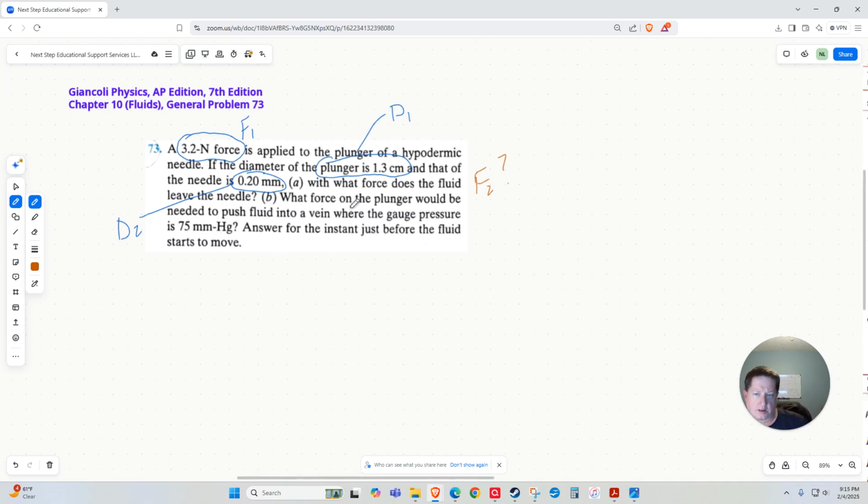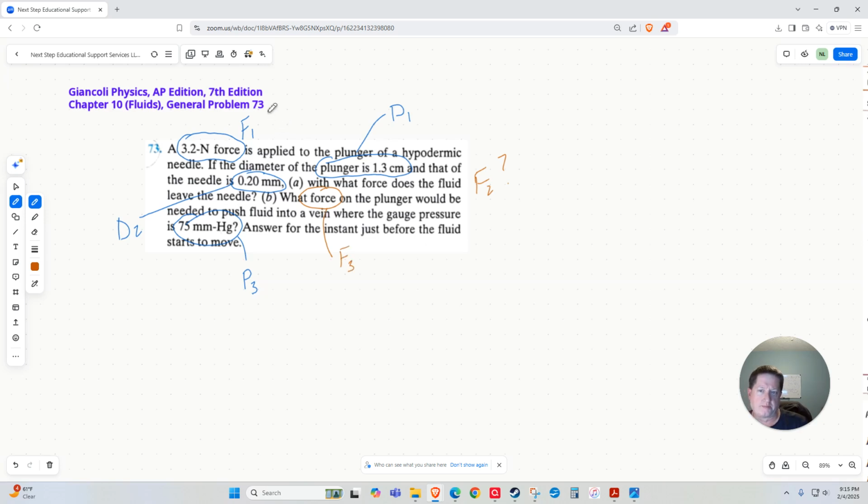Okay, now a subsequent part. What force on the plunger would be needed to push fluid into a vein where the gauge pressure reads a different pressure? Identify that. Let's call this pressure 3 just to distinguish what's happening here, because when we shift from part A to part B, they're resetting the initial conditions. So they're asking us in part B for a force. That's going to be a force on the plunger. Let's call that force 3.